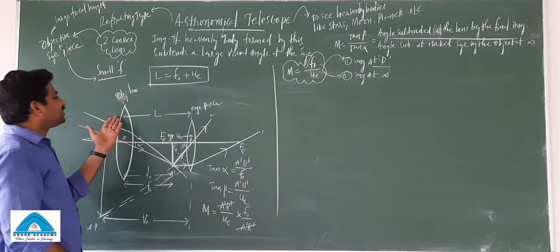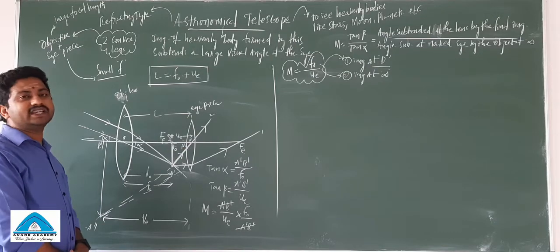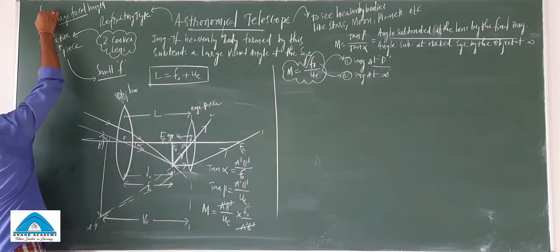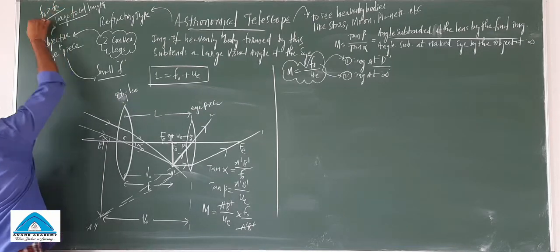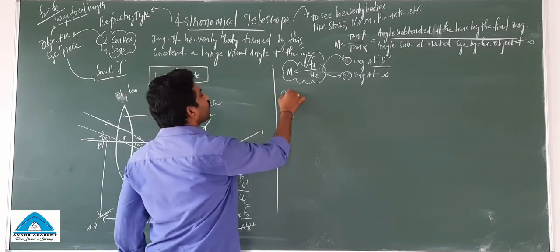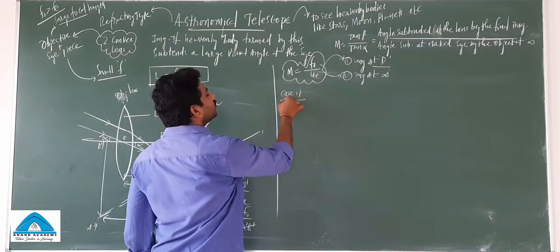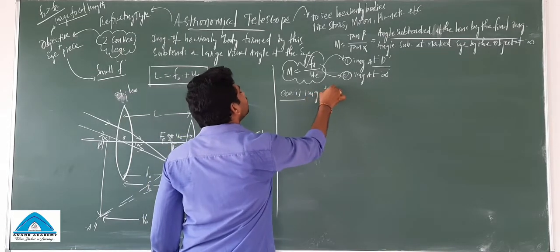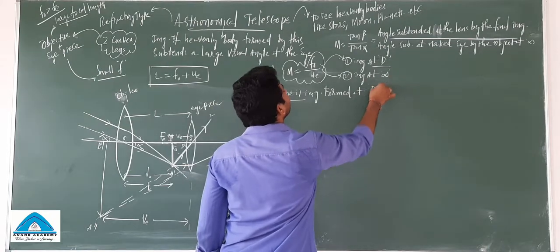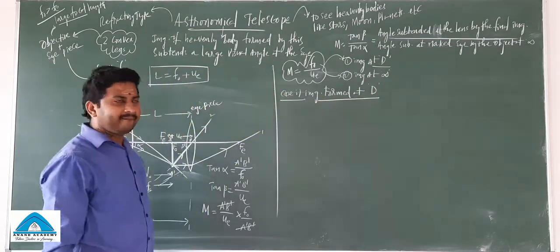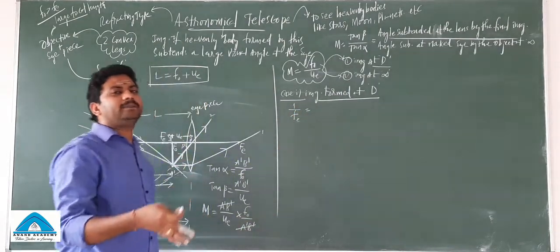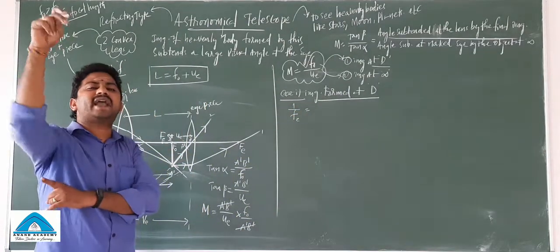The focal length of the objective is F naught and the focal length of the eyepiece is Fe. Which is more? The focal length of the objective lens is more, so your F naught value is greater than Fe. Let us find and check. So case 1: when the image is formed at D, what happens? We are talking about the eyepiece only, because the final image is formed by the eyepiece only.